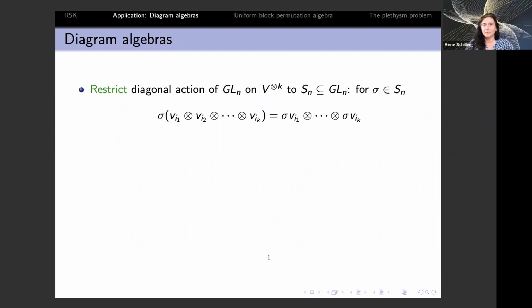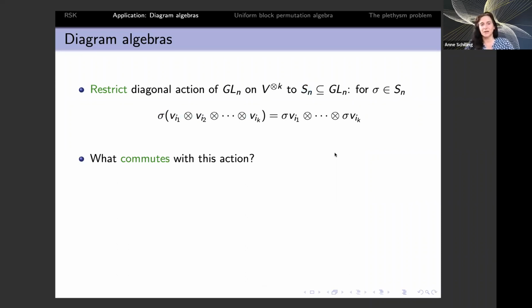Okay, so next, what I want to do is investigate this a little bit further. One thing that we have looked at are these commuting actions. We've seen that GL_n acts diagonally on V^{⊗k}. So if V is a representation for GL_n, it acts diagonally, but S_n is a subgroup of GL_n, so we can restrict this diagonal action to S_n, where a permutation sigma in S_n would just act diagonally on each factor.